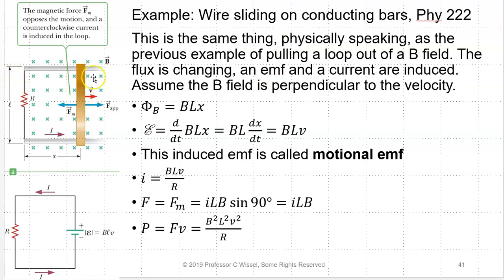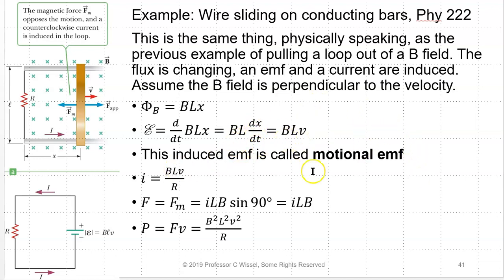Okay, so we have a wire sliding on conducting bars. This is the same thing, physically speaking, as the previous example of pulling a loop out of a magnetic field. The flux is changing, and an EMF and a current are then induced. Assume the magnetic field is perpendicular to the velocity, so phi B equals BLX. So BL is the area in here. Okay, so the EMF is d/dt of BLX, and the only thing that's going to change is x. So it's BL dx/dt, or BLV.